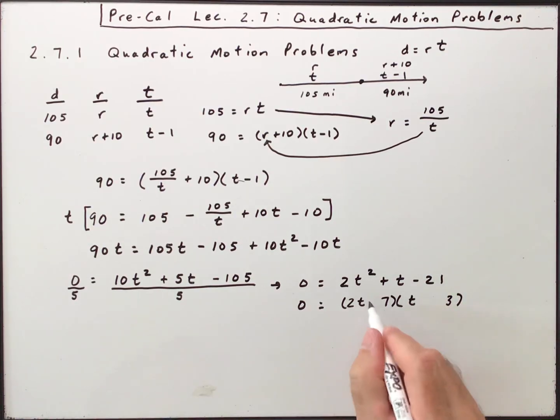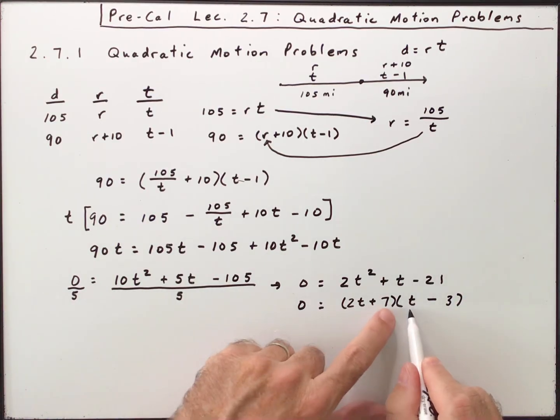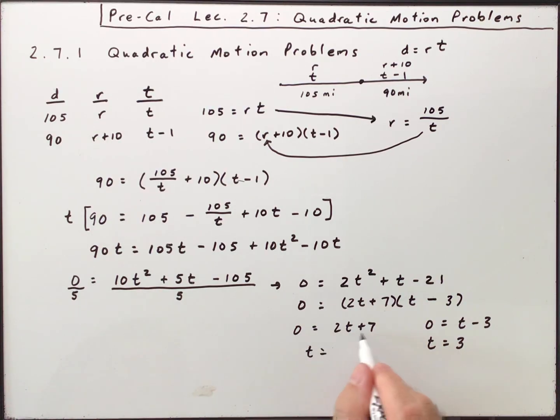So if I did a plus and a minus, I've got 2t squared plus 17t minus 6t, and then minus 21. So we could set this parenthesis equal to 0, 2t plus 7, and then 0 equals t minus 3. So we would have t is equal to 3 as one of our solutions, and t is equal to, if we move the 7 to the left side and make it negative, divide by 2, negative 7 over 2, right?